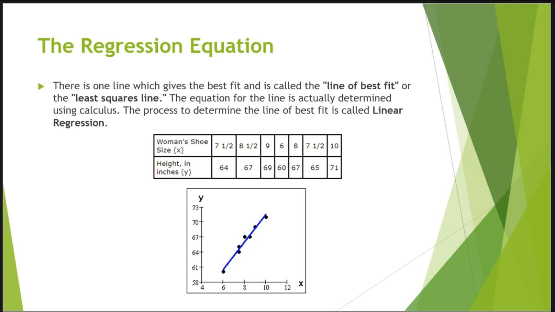The bivariate data is shown in a scatter plot and the line of best fit for the following data. The line of best fit was calculated using linear regression. We will be using our calculators.